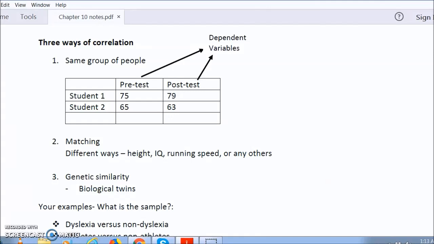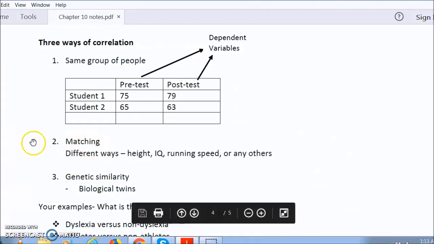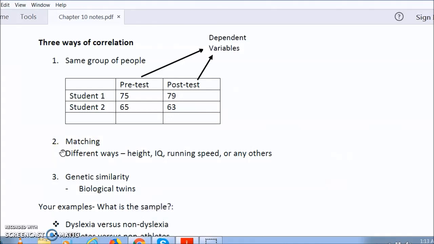Another way of doing correlated samples is matching. Matching is done when you have a first group and you recruit the second group because the people in that group are a good match for a particular individual in the first group. This could be done with heights, IQ, running speed, or any other number of variables.